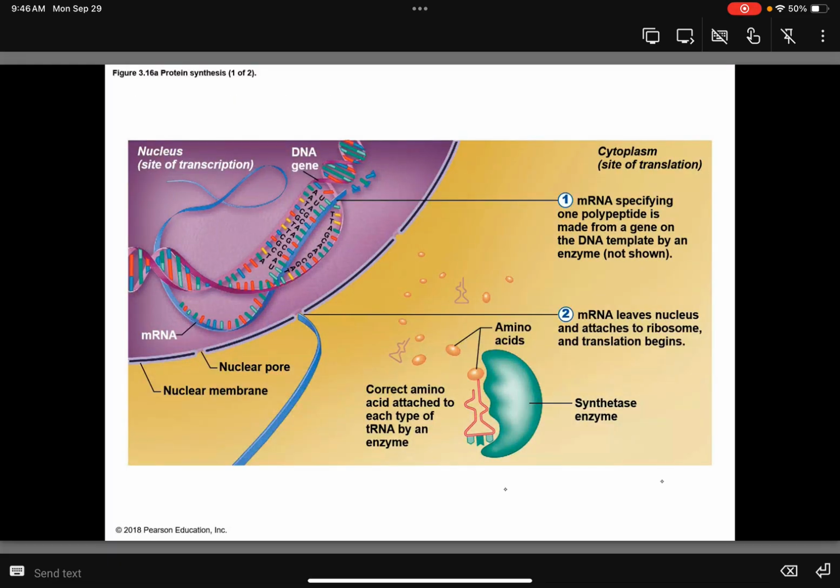So that illustration on page 87 shows that whole process, transcription, again, taking place in the nucleus. So you have your DNA at the site of origin. The DNA is basically going to unzip at that spot where the gene starts, which allows for this sequence of mRNA to be made. Once the mRNA is made, it can leave the nucleus. That DNA zips right back up.